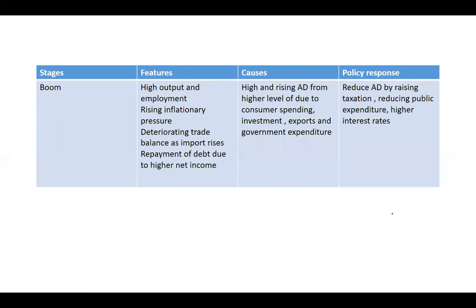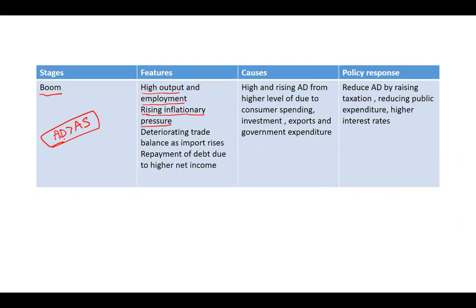Now, after that, the situation arises which is called boom, which seems to be a very good position for the economy, but it comes with some sort of negativity as well. The features are that the output will be high, and employment is high too. There might be rising inflationary pressure due to high aggregate demand, because if aggregate demand outweighs aggregate supply and crosses the full employment level, then it results in the price hike.